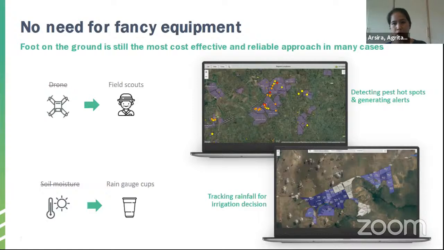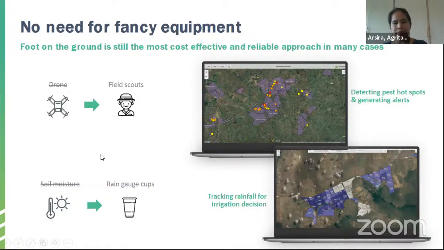So here, for example, on the top part, you see a screen with specific locations where you see the pest. You can see the threshold where it becomes hotspots. You can generate alerts and things like that. You can do that with field scouts, i.e. people, as well as drones.